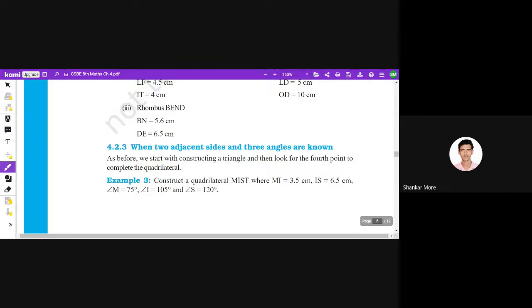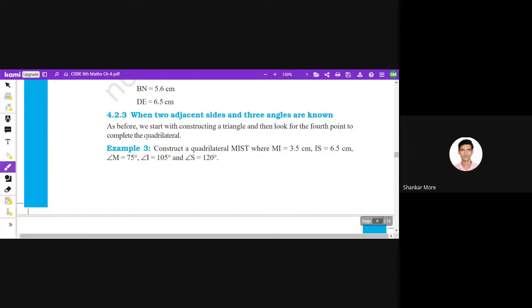So the third figure that we are going to learn today is when two adjacent sides and three angles are known, right? So again we have five measurements, that is two adjacent sides and three angles.